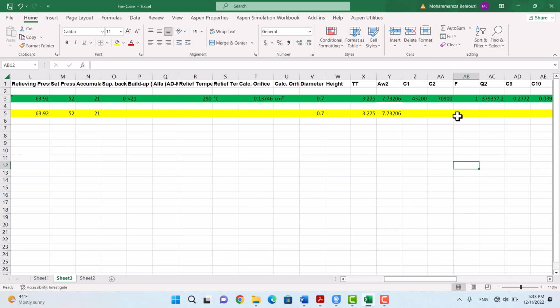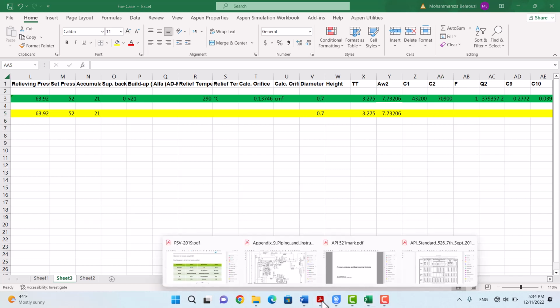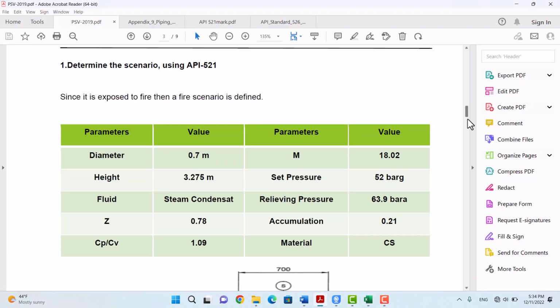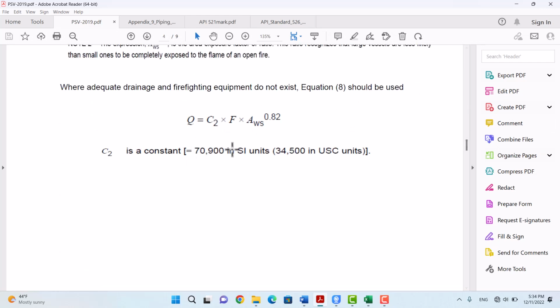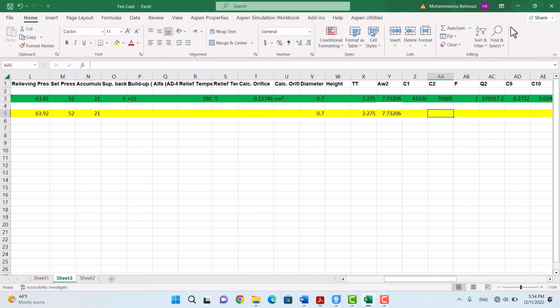Then, as I said, we do not follow the first equation, we follow the equations in which we suppose there is no adequate drainage or firefighting system, and then C2 according to this equation is this value for SI unit. And F factor from table in API, it should be 1.